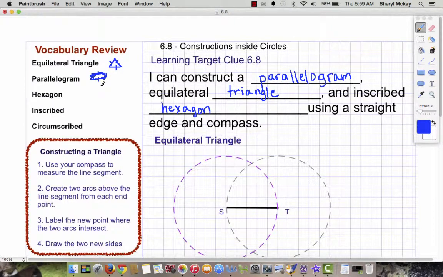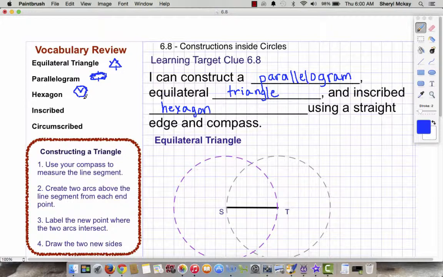Okay, what can you tell me about a hexagon? Well, a hexagon is a six-sided figure, and we're going to deal with regular hexagons that have six equal sides, six equal angles, and one thing we also know about a hexagon is that it has a center of rotation with these angles of rotation that are 60 degrees each.